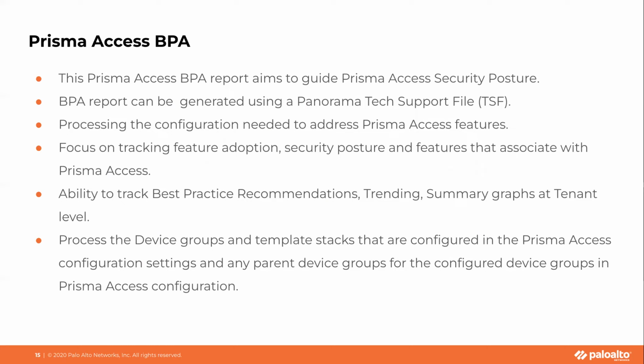The Prisma Access BPA report has some specific features. Let's have a look at what exactly we are getting. You can track the adoption heat map trending over a period of time for each tenant. So if you're running a multi-tenant environment, this report will give you information at the per tenant level. In the heat map section, you can see the adoption heat map, and you can track it at the per tenant level. You can map to security compliance frameworks such as NIST, CIS, critical security controls, and others at each tenant level.